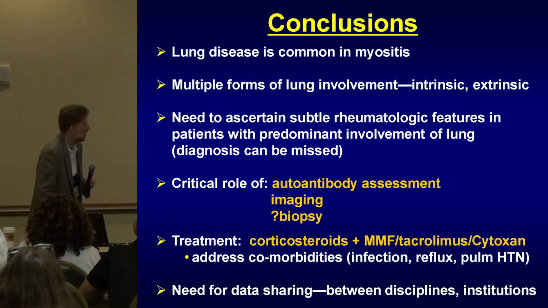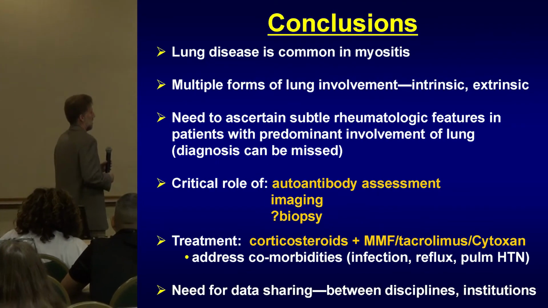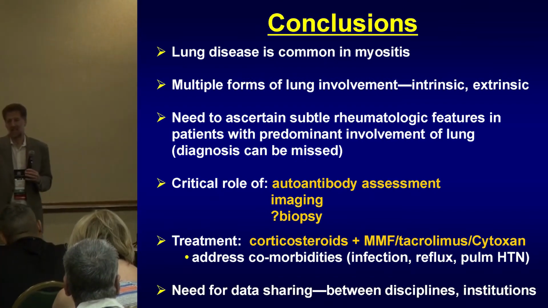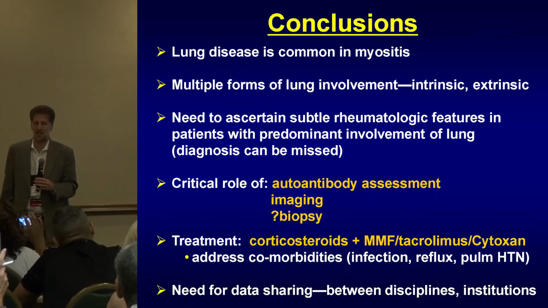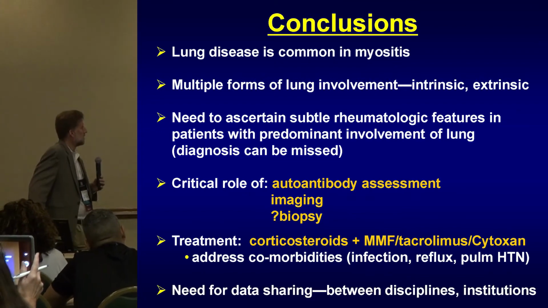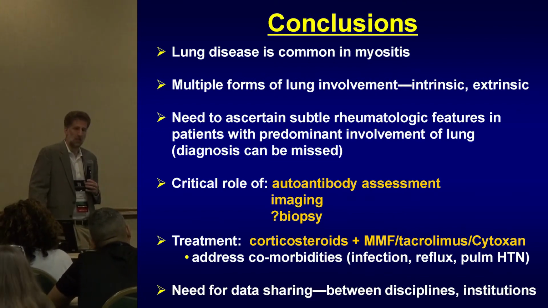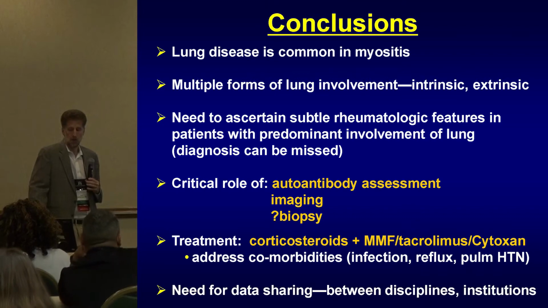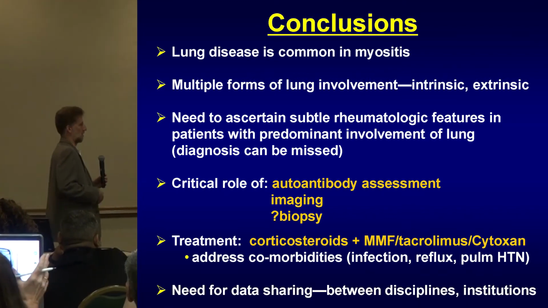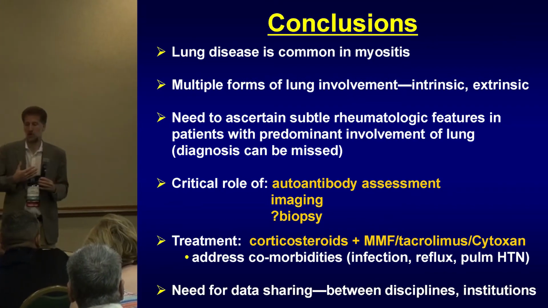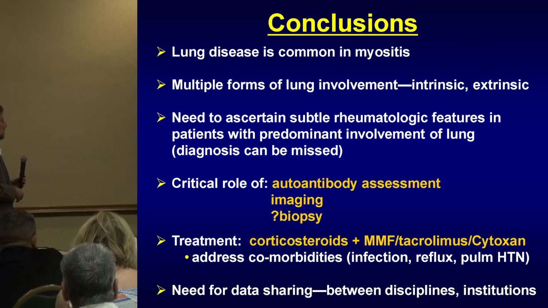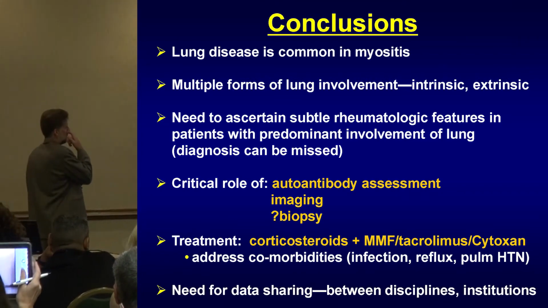So, this is the last slide. I don't think I needed to convince you that lung disease in the setting of a rare disease like myositis is fairly prevalent. There are multiple ways in which the lung can be involved, both inflammation of the lung tissue itself, interstitial lung disease, but also all these other factors like weakness of respiratory muscles and infection, etc., that are very important to consider.